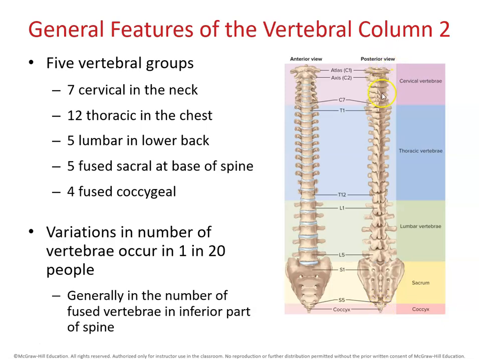So, cervical, in your neck, thoracic, where your ribs attach, lumbar, lower back, sacrum, associated with your pelvis, and coccyx, tailbone. Guys, I can't overstate how important this slide is. I think this is key to this whole chapter, and please expect to see at least a couple questions on exam 2 that come directly from this slide.